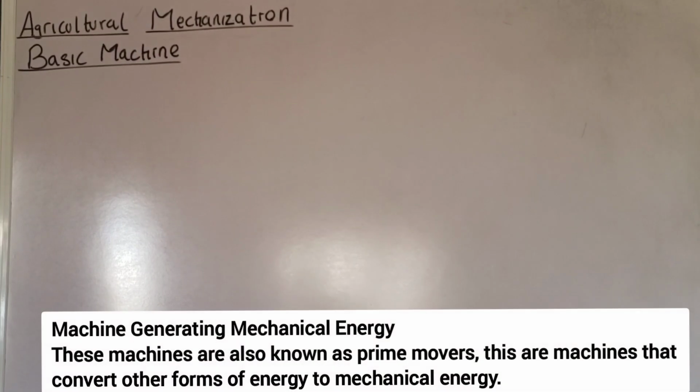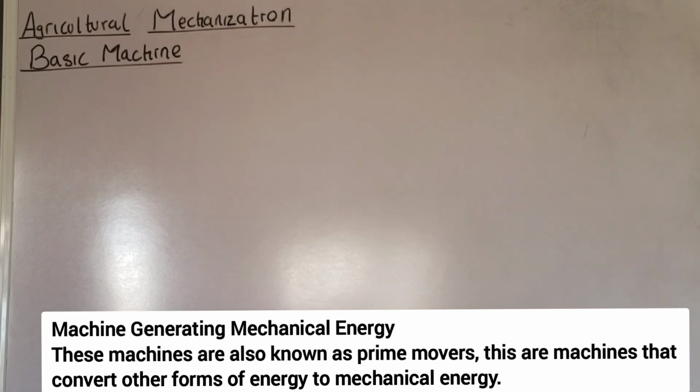Machines generating mechanical energy are also known as the prime movers. They convert some forms of energy such as heat, hydraulic, and electrical energy into work or mechanical energy. Those are the machines that generate mechanical energy. Examples of this machine include gas and water turbines.